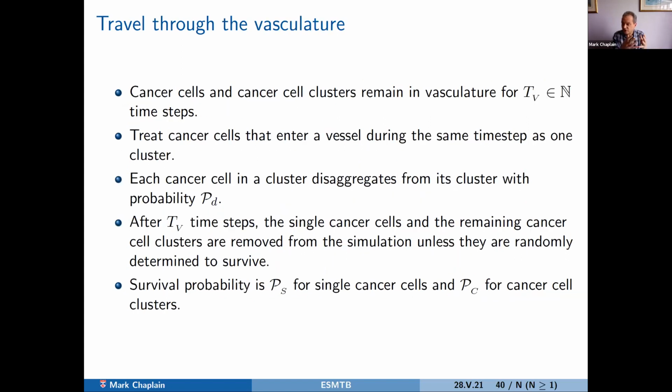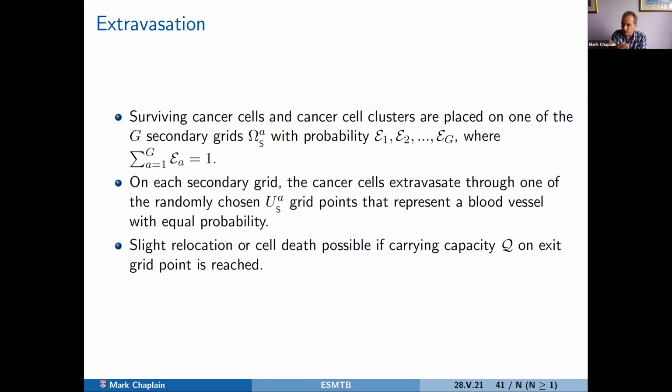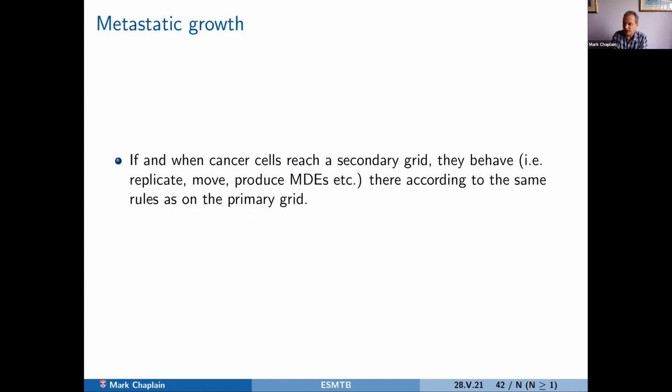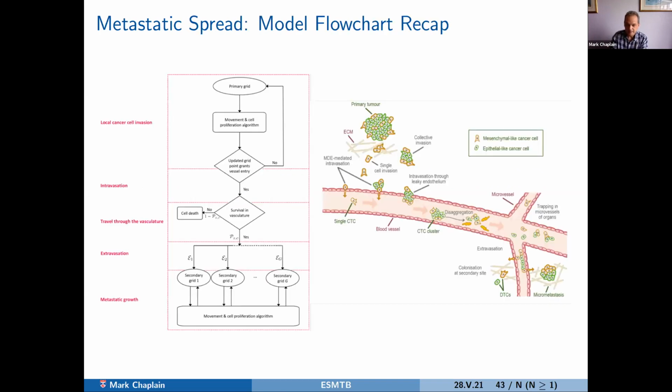When you're in the vasculature, there's a probability of survival. And again, that will depend on whether you're a cluster of cells or a single cell. And that's all been obtained from the data in the literature. And then there's a probability that you extravasate at one of the secondary sites. And then once you get to the secondary site, you just grow and invade as if you were at the primary site. And so this flow chart here captures this, our little algorithm for this invasive metastatic cascade.